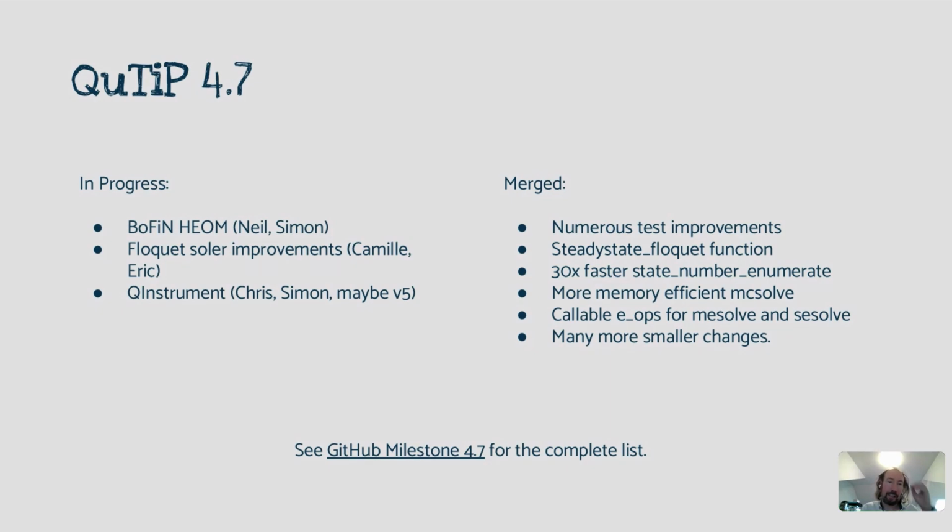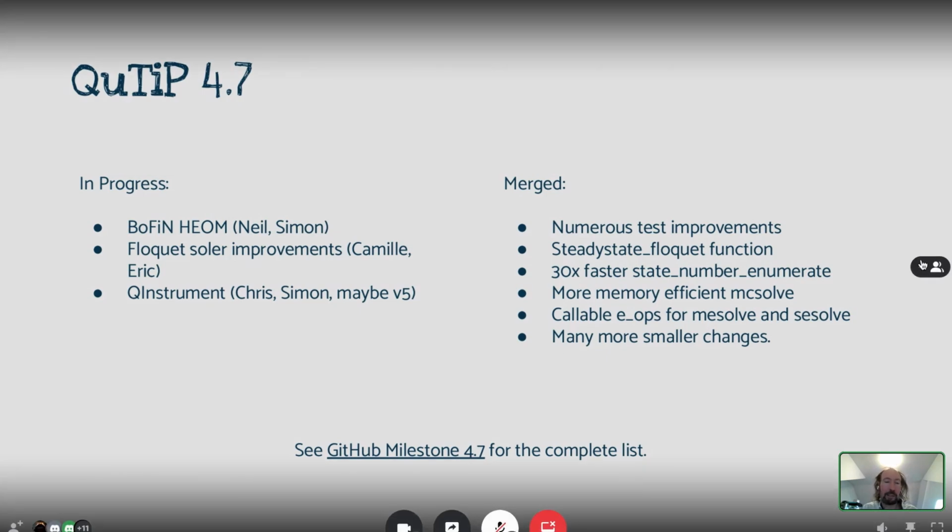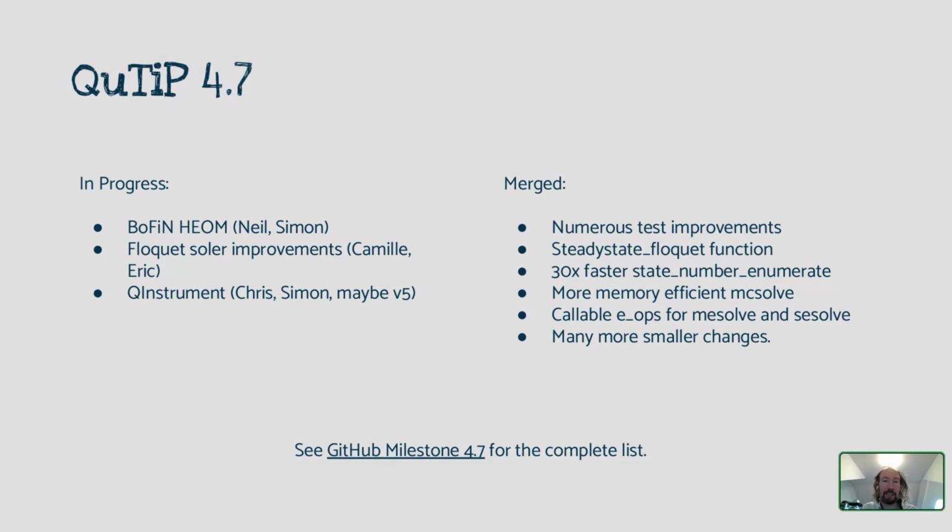constant Hamiltonians. Whoops, there's a typo in the slide, but that should be the Floquet solver improvements, which is a pull request contributed by Camille, and Camille and Eric are working on getting that in. And then very recently, there was a suggestion to add a QInstrument class by Chris Granade from Microsoft's quantum computing team. And we're looking at that. I'm not quite sure whether that will go into 4.7 or 5, but it's looking like it might go in.